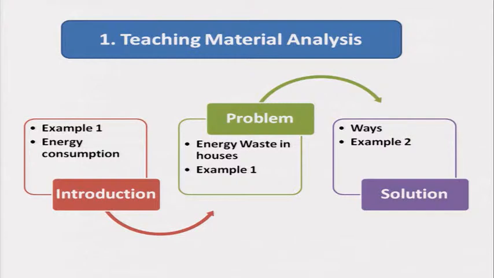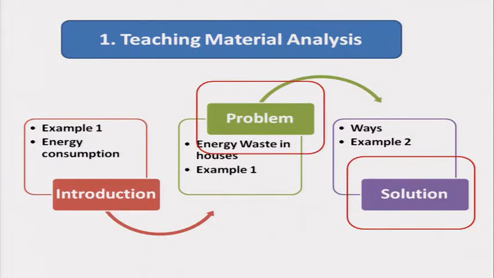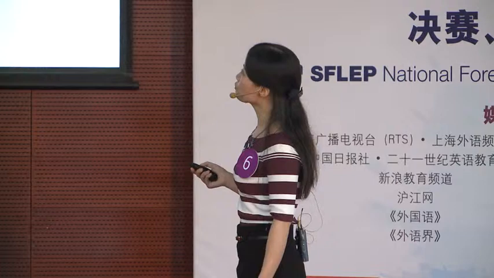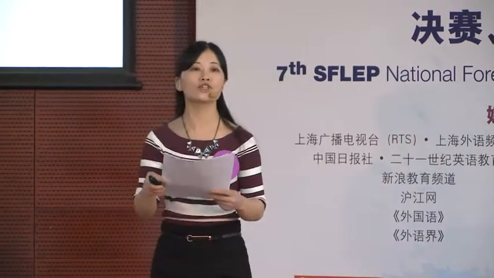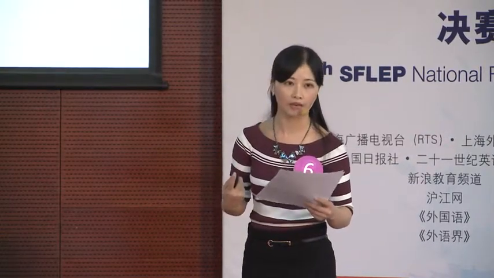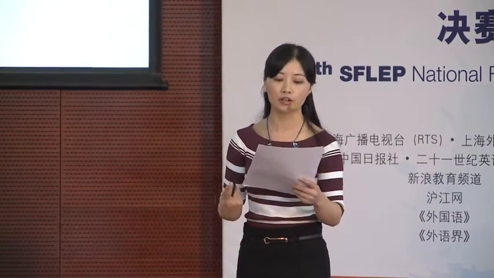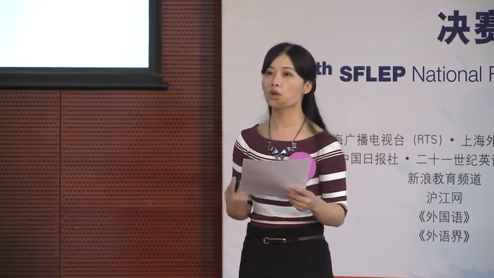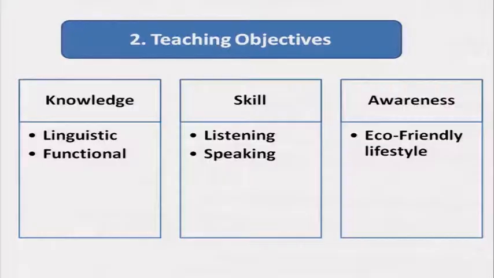So based on such analysis, I would say the focus and difficult points for this course would be the problem and the solution. Based on such consideration, I would set the following teaching objectives. First of all, in terms of knowledge, I have two aspects. First is linguistically, semantic vocabulary. All this vocabulary like freezer, heater, light bulb, solar panel, all this are related to our living environment as well as the equipment and energy saving, all this vocabulary.